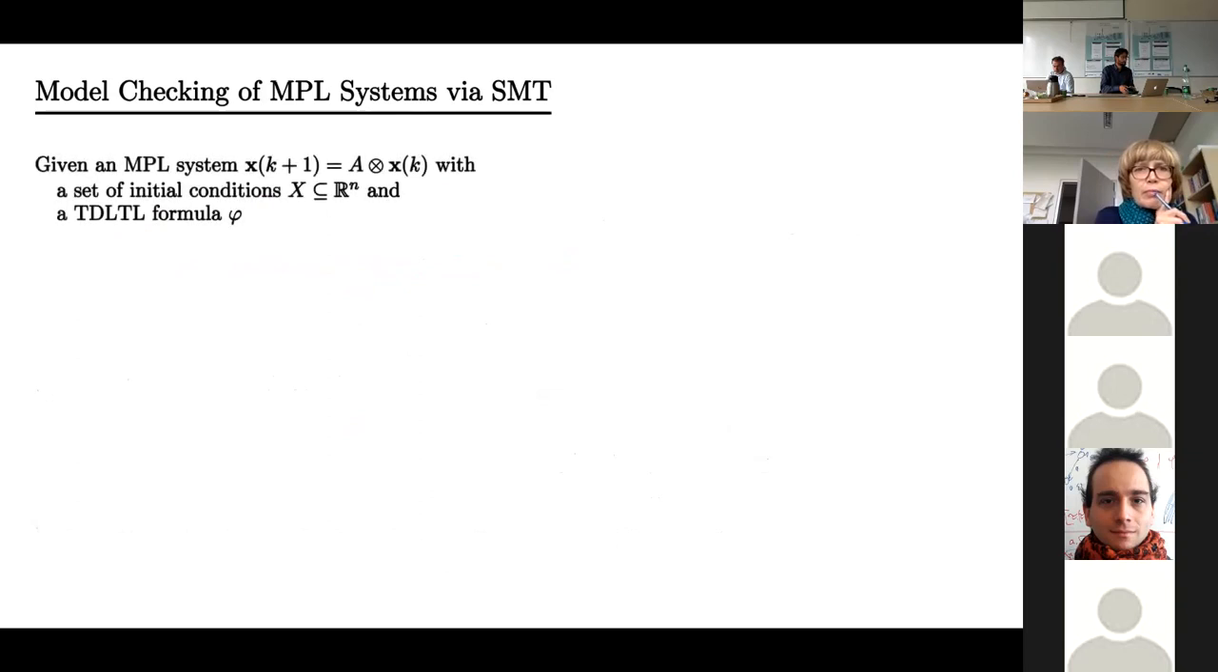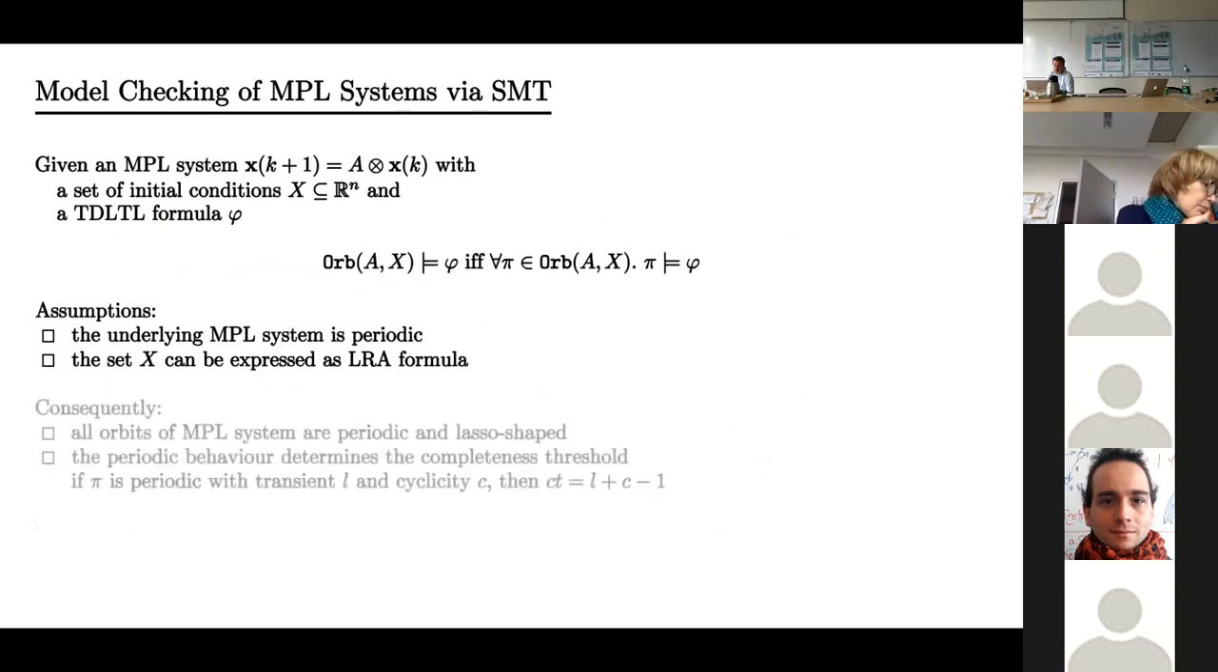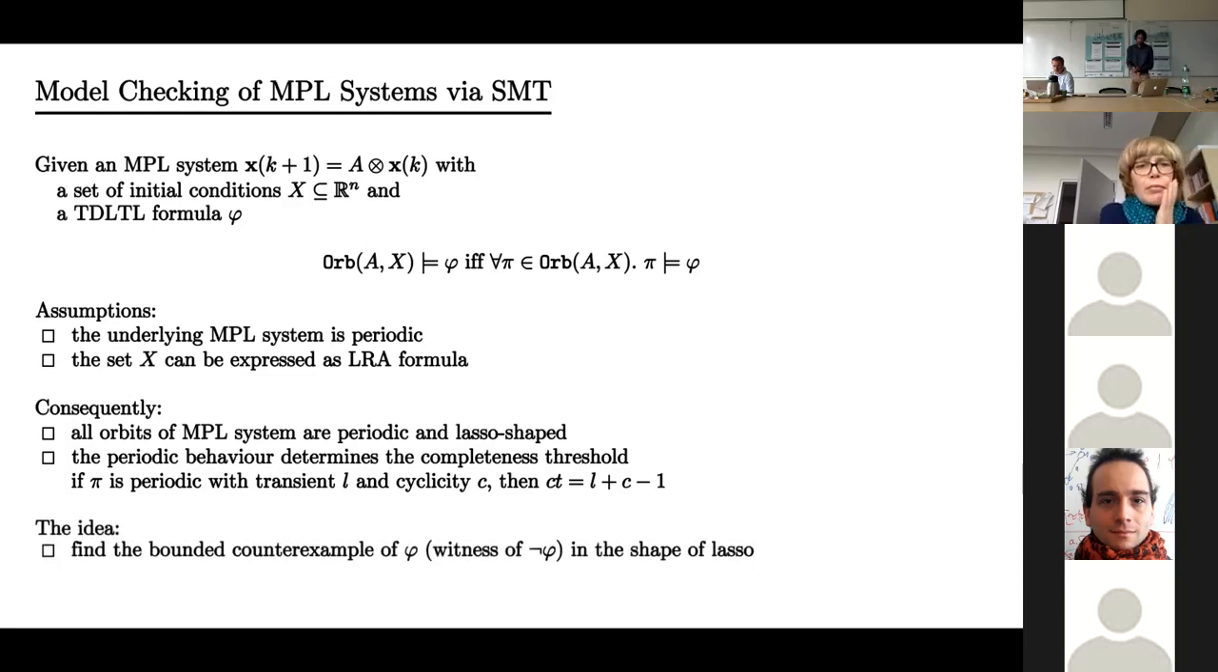Given an MPL system with a set of initial condition X and a TD-LTL formula phi, check whether all orbits starting from X satisfy phi. We assume that the underlying MPL system is periodic and X can be expressed as an LRA formula. Due to the first assumption, all orbits are guaranteed to be periodic and in lasso shape. Also, the periodic behavior determines the completeness threshold to verify the specification. From this consideration and conditions, the method's aim is to find the counterexample of phi or witness of its negation in the shape of lasso.